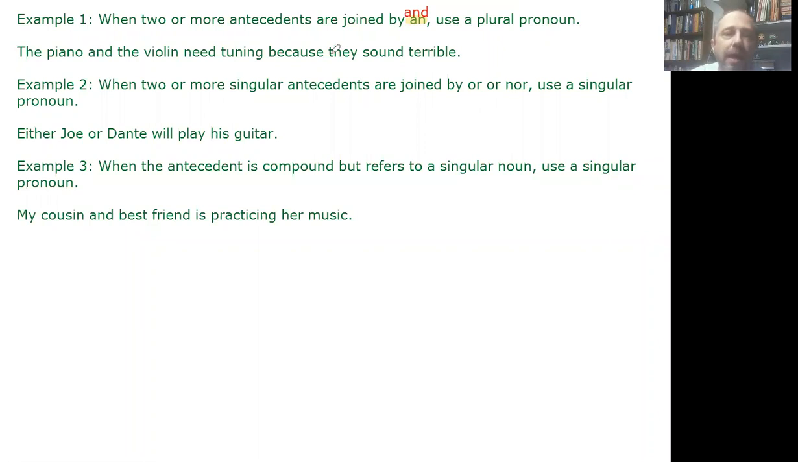That seems fair. Here's my pronoun, and the antecedent for this pronoun is both piano and violin. That's 2 things. That's plural. I use a plural pronoun.